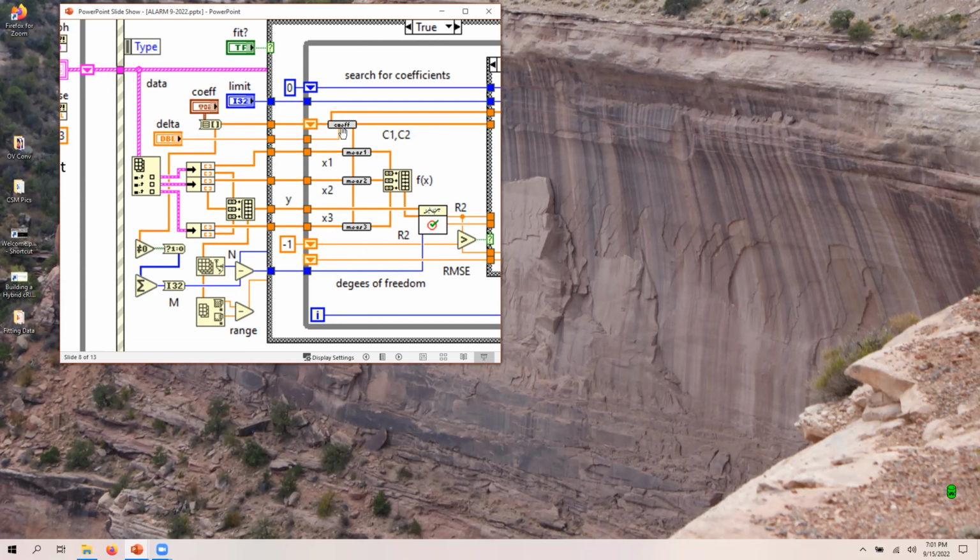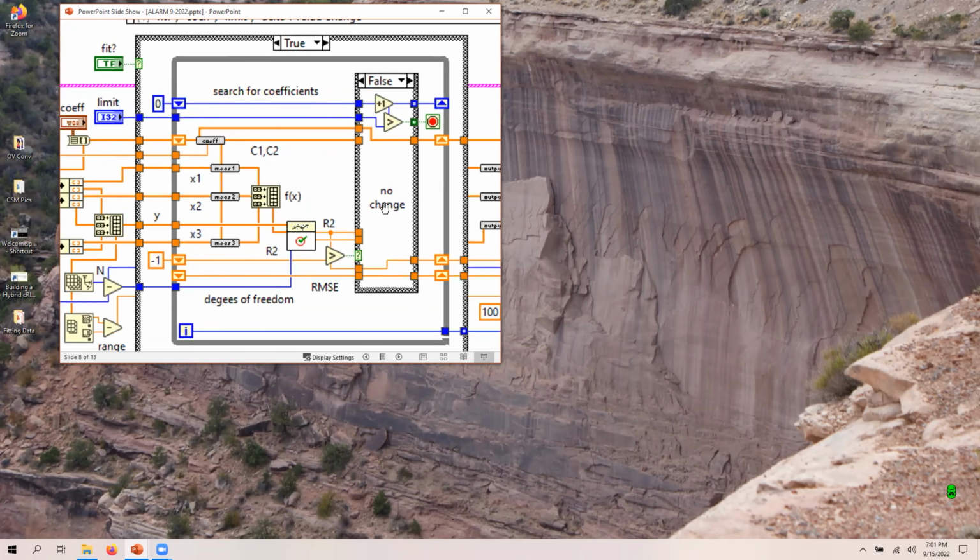This is the little VI that does the coefficients. So the coefficients get fed to each one of these. And then, is it better? That's this check. No change. Wow, I'm using the original coefficients. I put it back in the shift register. I increment this count. At some point, if the count exceeds the limit, I'm done. Okay, that's it. That's all there is to this.